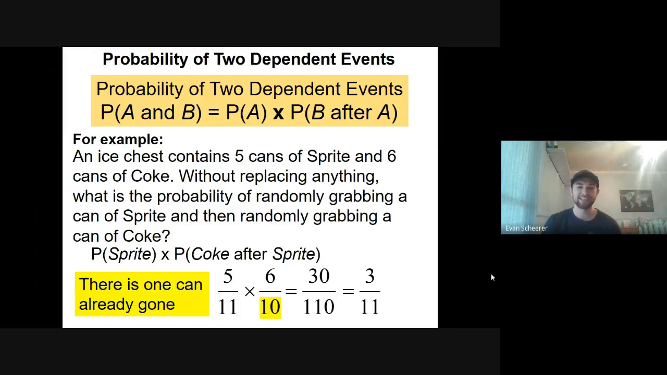Notice, we only got that 6 out of 10 because we grabbed a Sprite first. If we would have grabbed a Coke first, we would not have 6 out of 10 anymore. There would only be 5 Cokes left out of 10, right? So that's why it's dependent, because it matters what you grab first.